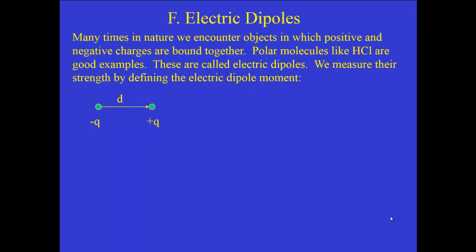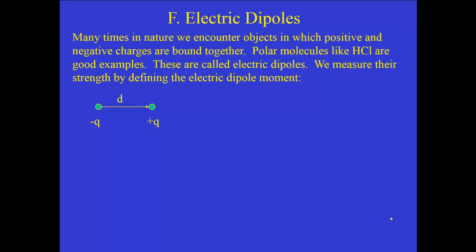Having talked about electric charges, the electric fields that they produce, the forces that they exert on other charges, and how to calculate those fields and forces, now let's turn to electric dipoles, which are collections of charges that are bound together. The simplest case would be just two equal and opposite charges, like you might have in an ionic molecule, bound together and separated by a distance d. Polar molecules, hydrogen chloride for example, are good examples of stable and permanent electric dipoles.